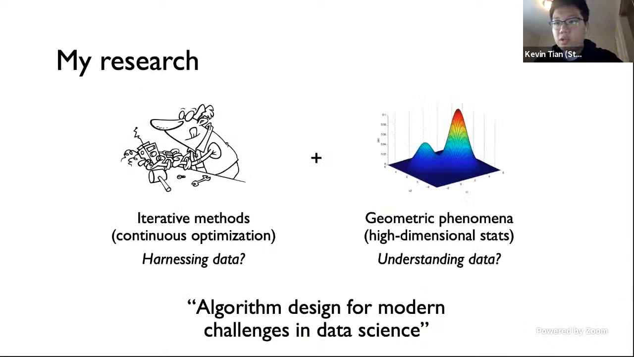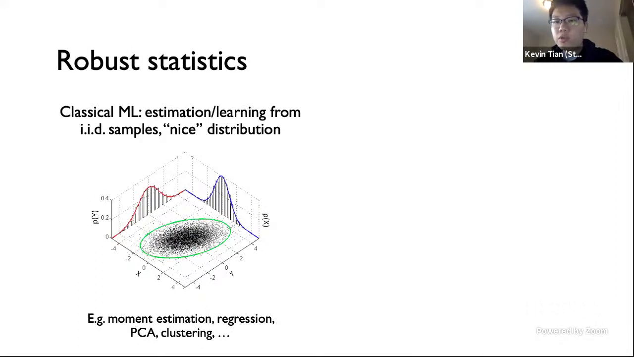My research interest is understanding fundamental challenges in modern data science through an algorithmic lens. These challenges are often simultaneously statistical and computational in nature, where we both want good estimation or learning rates from limited samples, and also don't want to use too many computational resources such as time or space. To solve these problems, I often have to combine new iterative methods, which are tools for harnessing the data as effectively as possible, with high dimensional statistics insights, which try to understand the geometry of the data. Concretely, I'll focus on robust statistics today as a microcosm of this blend of techniques.